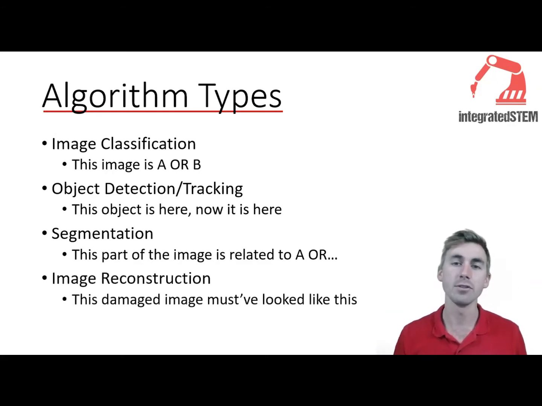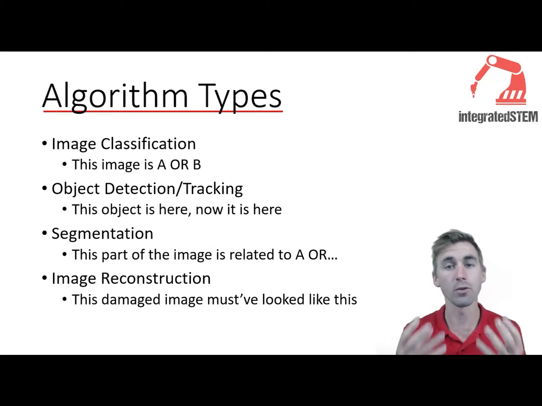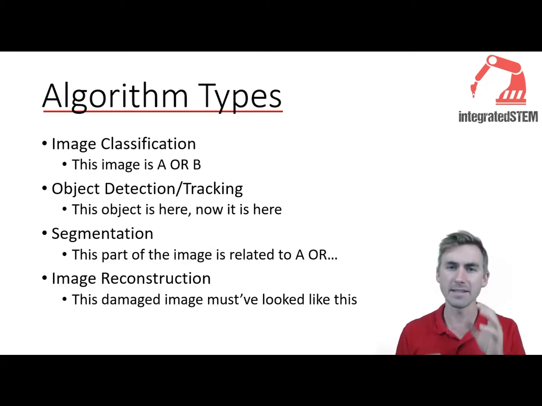Lastly, you can use machine vision to recreate or reconstruct images based on what it knows it should be looking for or seeing in the image. Now, these are just a few different functionalities of machine vision. There are so many different types.